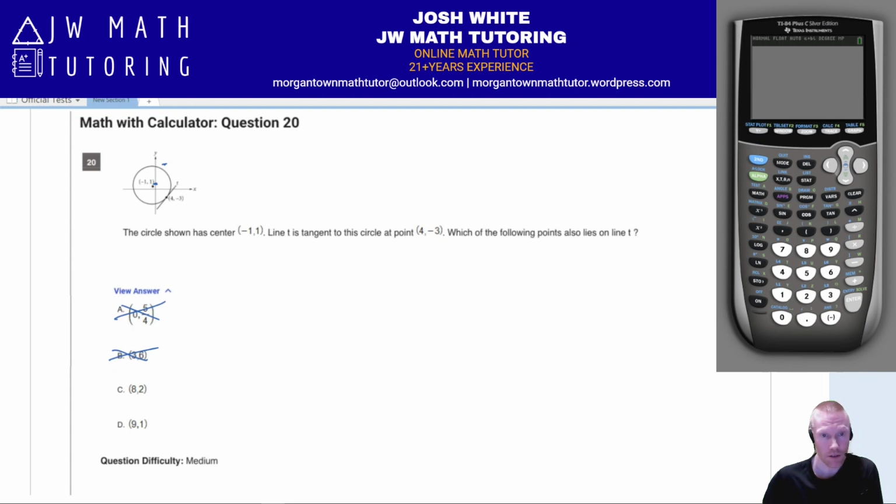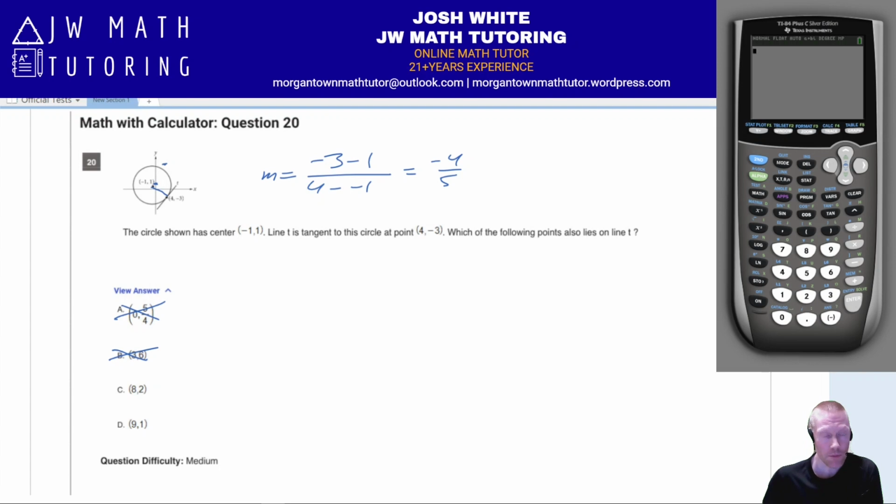Now, the way we actually calculate it is first find the slope between -1, 1 and this point 4, -3. The reason we want to do that is because once we know the slope of the line segment that connects those two, then we can find the slope of line T, because we know line T is perpendicular to this other line segment that connects the center of the circle and 4, -3. So first I'm going to find the slope between these 2 points. You could plug them into the slope formula, so you could do -3 minus 1, and then 4 minus -1 in the denominator, so we get -4/5. So the slope of this line segment is -4/5.